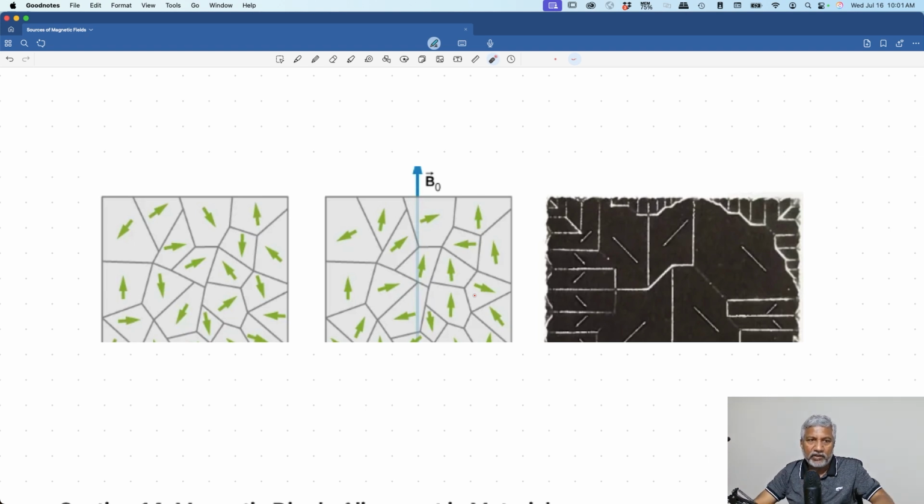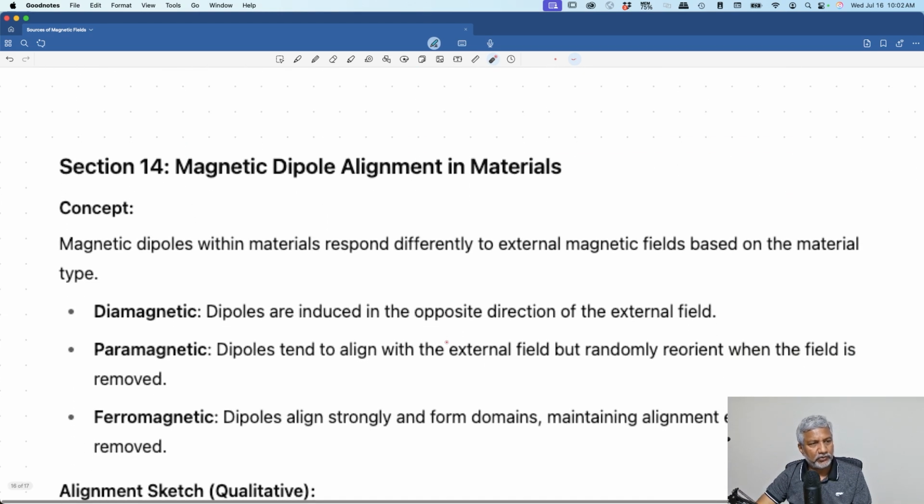And so the picture here is that of a paramagnetic material. How do I know? Because these are not completely aligned, you can see. Some of them are slightly twisted, turned. But if this was a ferromagnetic material, all of them would be perfectly lined up. That means it's a stronger magnet. So that's the idea used to explain magnetism.